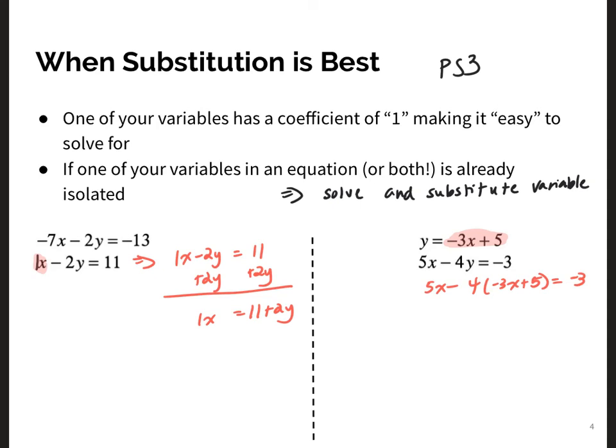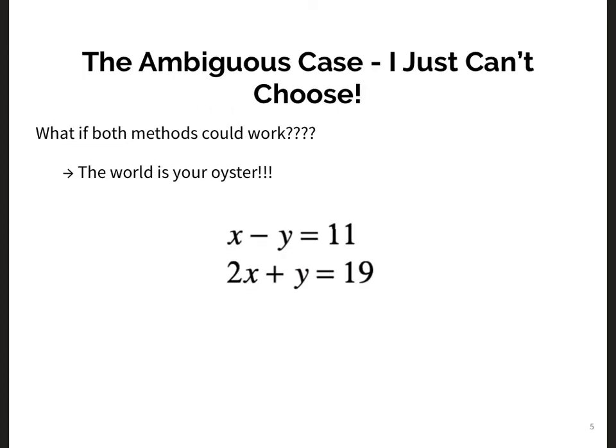And so whenever we're thinking about when substitution would be best, you want to think about what am I really trying to achieve when I'm doing the substitution method? What you're trying to achieve is just isolating a variable and getting it into an expression that you can very easily substitute back in. Sometimes there's no cut and dry case, right? It's really up to you to decide which one you like better. For an ambiguous case like this example over here, where both methods could feasibly work, the world is really your oyster.